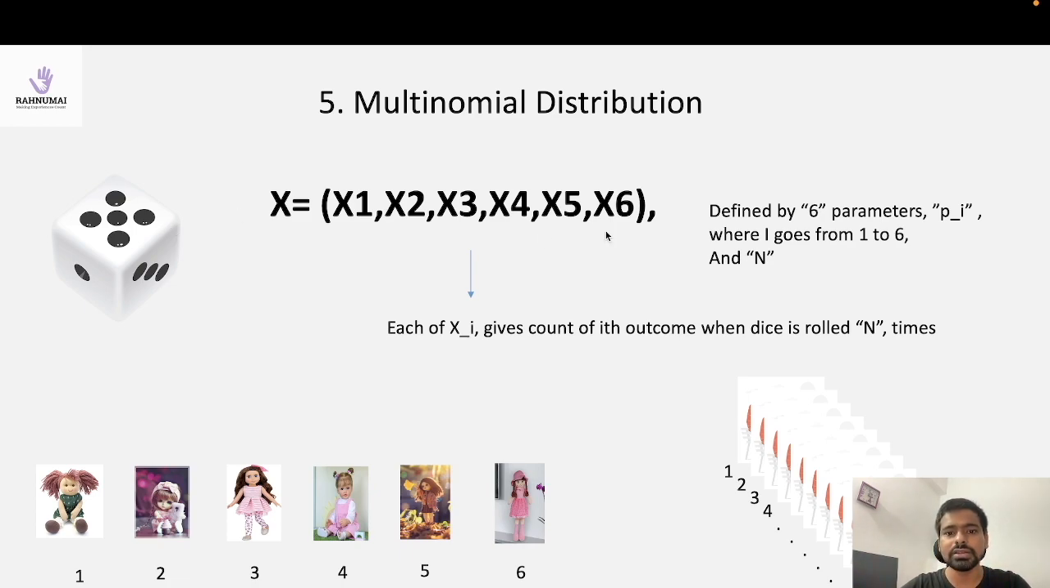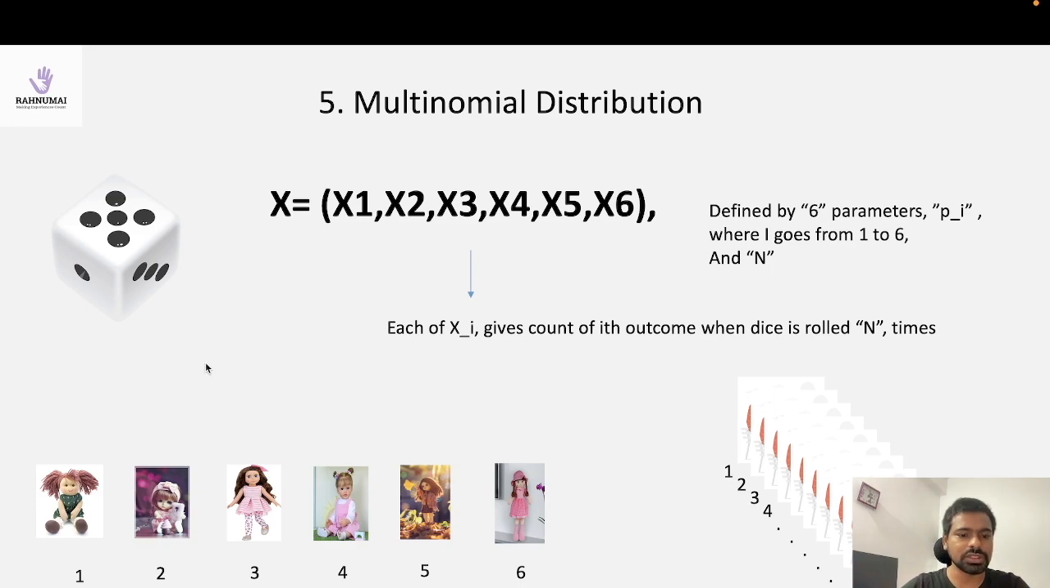And again, what are the parameters? n is a parameter, that is how many times the dice is being rolled, and the other parameters are the probabilities of each of the outcomes. So 6 outcomes, so 6 probability parameters, and the sum of the parameters has to equal 1. So this is multinomial distribution, and let's come back to an example for that.